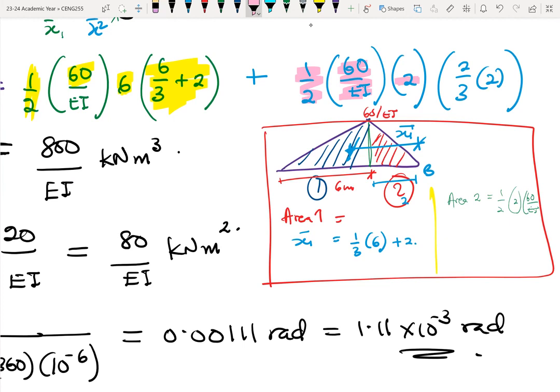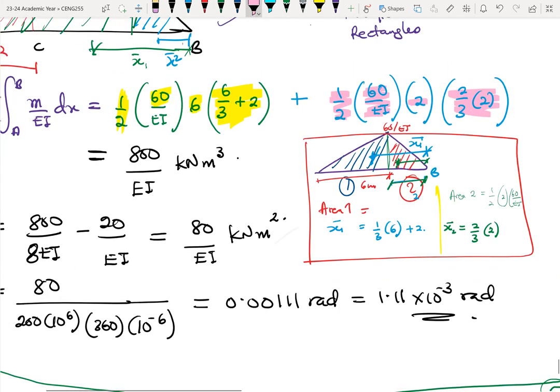And here, x2 bar, which will be from the centroid of the second triangle to B, that becomes your x bar 2, or x2 bar. So x2 bar is simply 2/3 of the length. So this length over here, and that will be times 2. Okay. So again, we have that in this region.